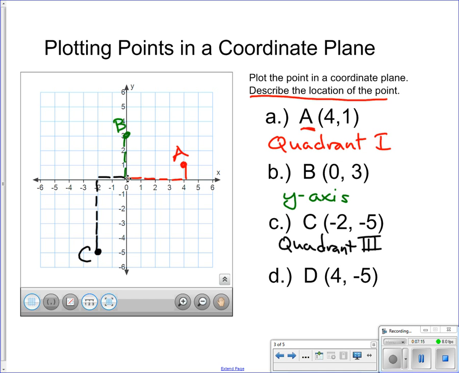In our last example, D, (4, -5). I'm going to go 4 to the right. -5 means I'm going to go 5 down. Put my point, label it, and that is quadrant number 4. Quadrant 4. And that's how you describe the location of the point. So when I say describe the location of the point, I'm referring to which quadrant it's in, or is it on an axis, or is it at the origin. Okay, if you need to pause, make sure you pause here.